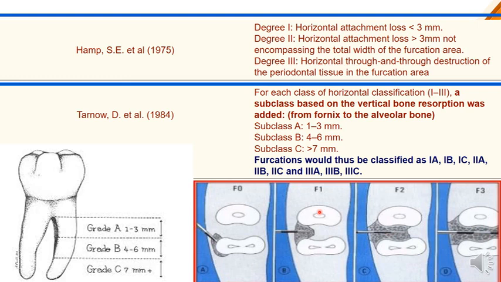According to Turner and Fletcher, who combined the horizontal with the vertical loss, for each of the previous classes of the horizontal classification, they added subclasses called A, B, and C. Subclass A is the vertical loss of 1 to 3 mm, while B is 4 to 6 mm, and C is 7 or more mm. So according to this, furcation would be classified as 1A, 1B, 1C, 2A, 2B, 2C, and 3A, 3B, and 3C.